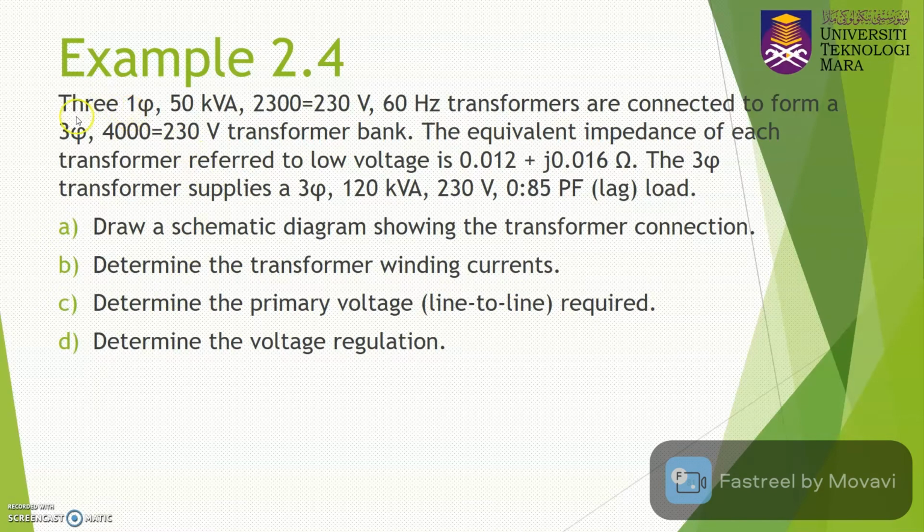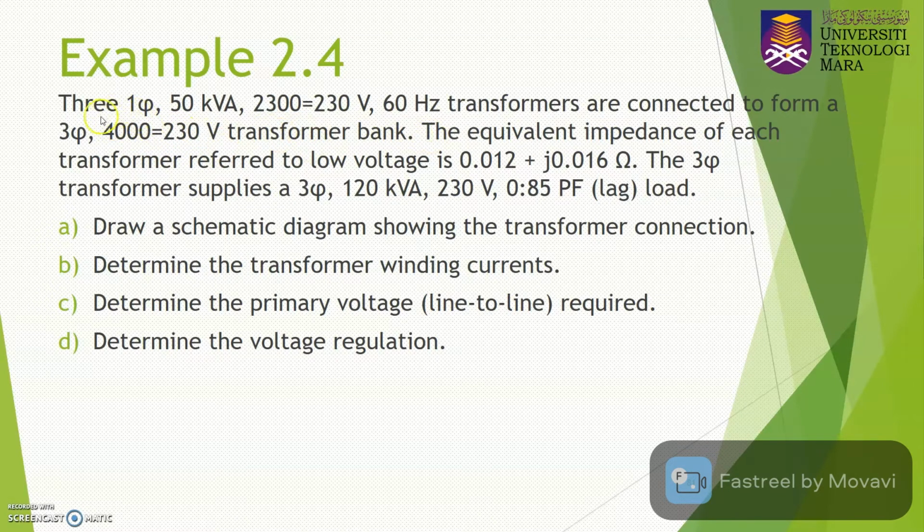Okay, the question here: you consider a set of three single-phase transformers with an S rated of 50 kVA, and the turns ratio is 2300 to 230 volt. Six of these transformers are connected to form a three-phase transformer bank, with 4000 volt stepping down to 230 volt.